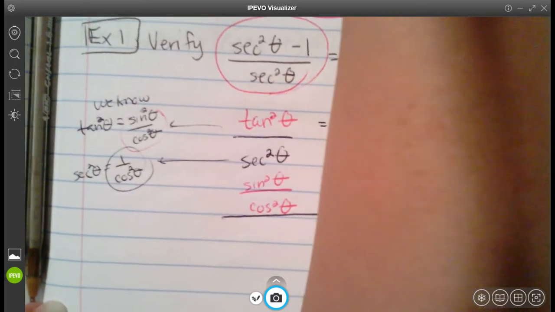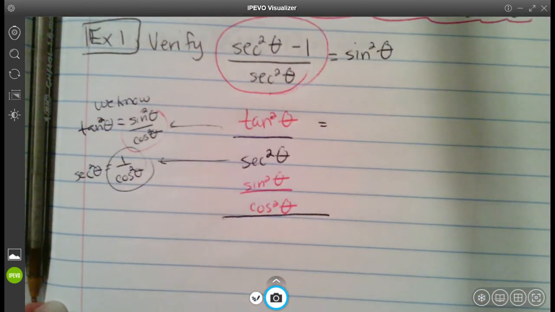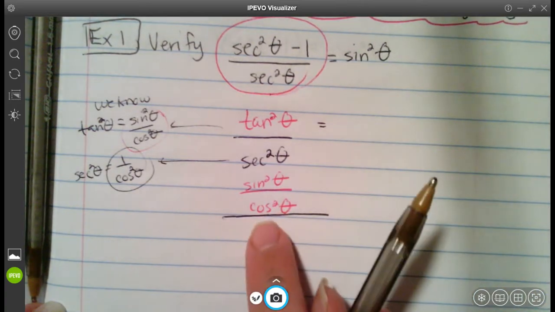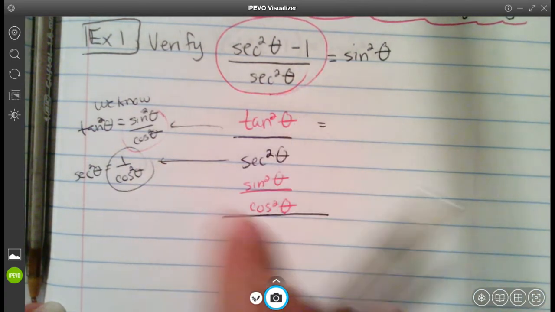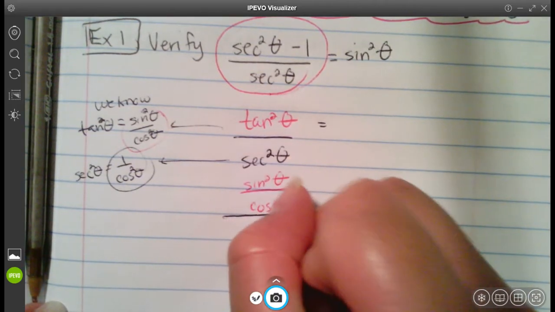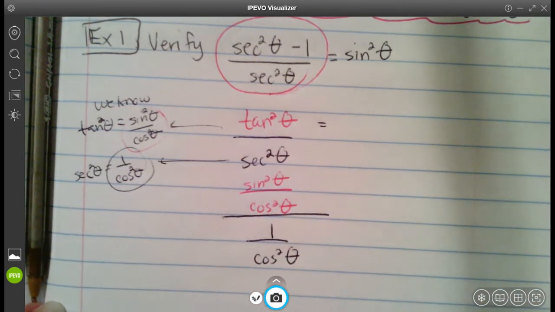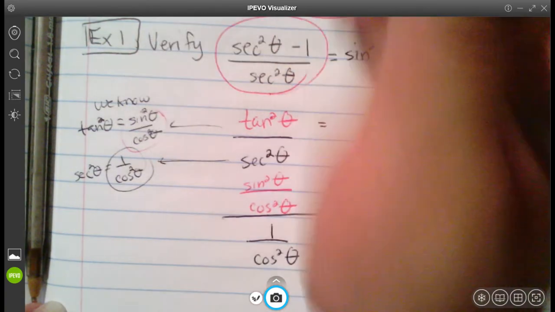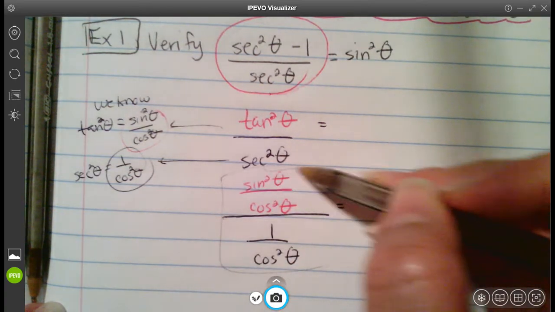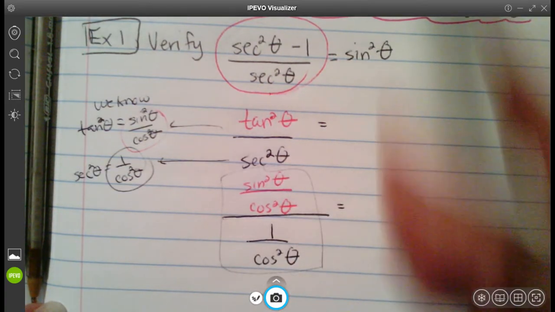And why am I replacing with 1 over cosine? Well, because this has to equal sine squared theta at some point. Since this one has a cosine, I should probably try to get rid of the cosine somehow. So let's see, 1 over cosine squared theta. Okay, and you can see here that we have what we have. So we're looking at this part right now. That's a fraction within a fraction.